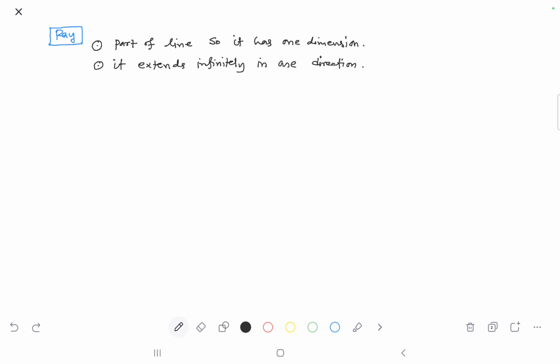So for example, it will start from a point. Let me give an example here. Let's say this is the starting point of the ray, and let's say it extends in this direction. We put an arrow notation here. This means we extend to the right-hand side of point A. Now if you take another point B, or let's say C, how do you name it? You first put the starting point A, and then the direction B. You can put A to B, or you can put A to C. The same thing, okay?